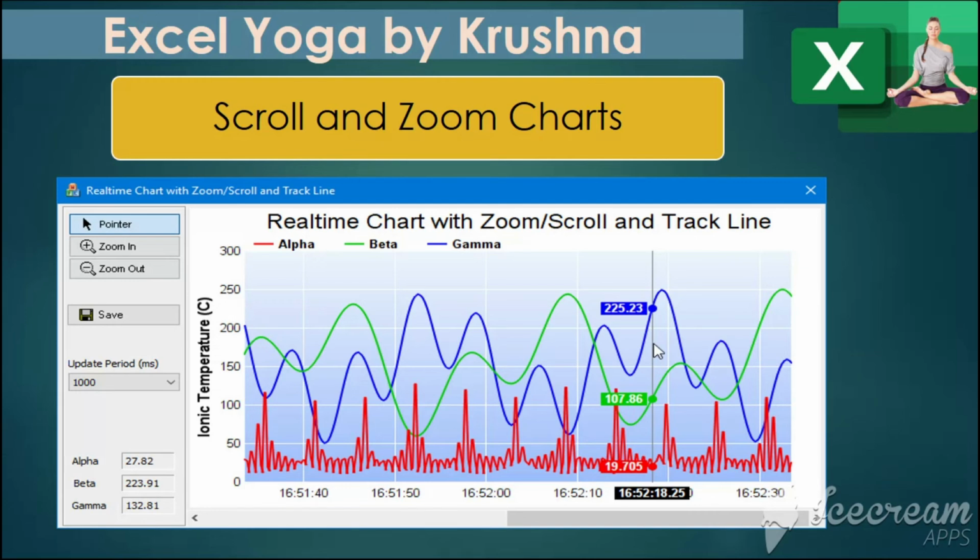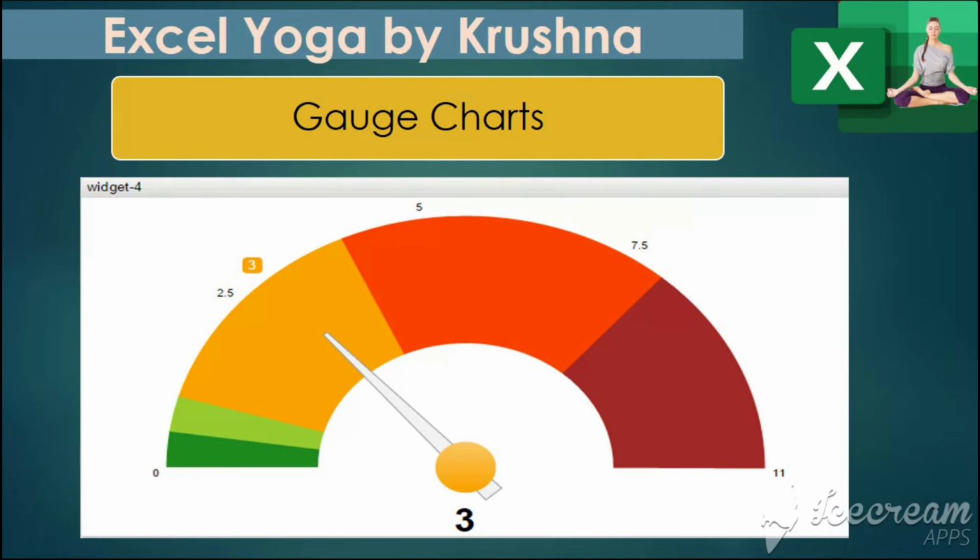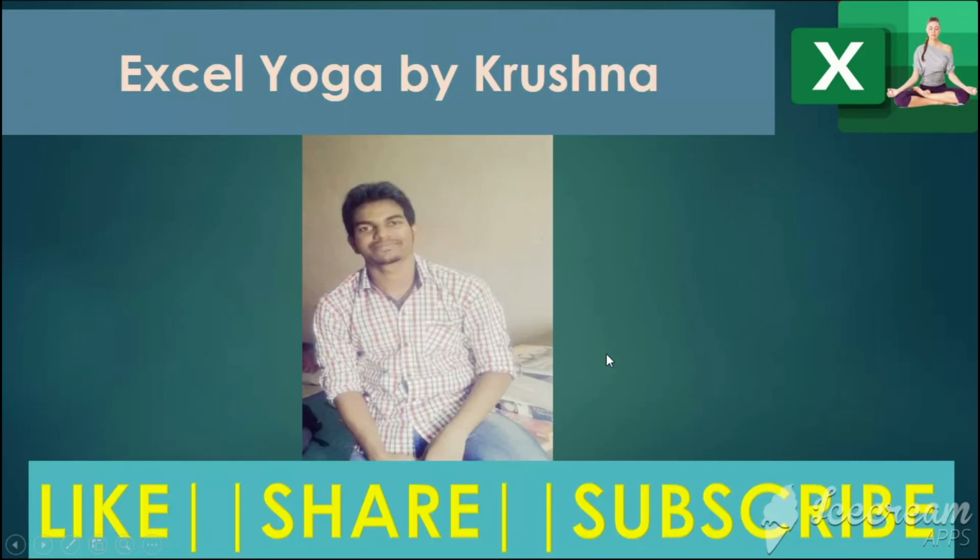Then I will show you scroll and zoom charts, so that when we scroll some bars, the values and these charts will change dynamically. I will show that. Then gauge charts. You can see this meter. You have seen this while driving your car or maybe bike. When the data changes, the needle moves from a low number to a higher number. I'll show that in gauge charts.